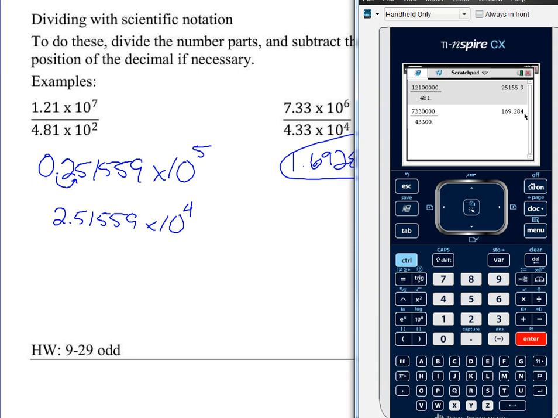So 9 through 29 odd, you guys are able to do. That's the majority of the homework assignment at this point.